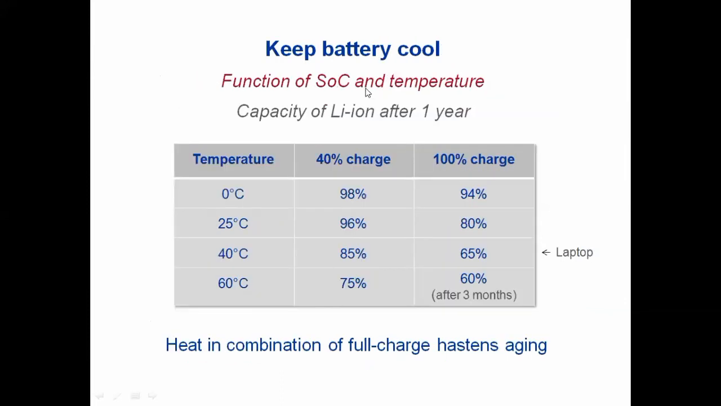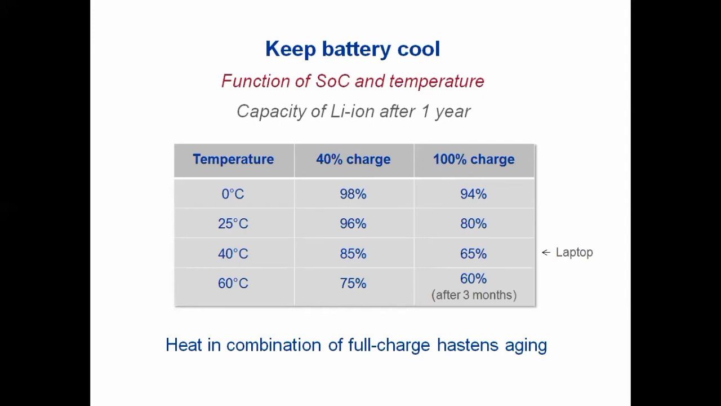Keeping the battery cool: temperature maintenance. Temperature for 40% charge and 100% charge. At 0°C, when we are charging the batteries to 40%, the capacity is 98%. But at 100% charge, the capacity is decreased to 94%.